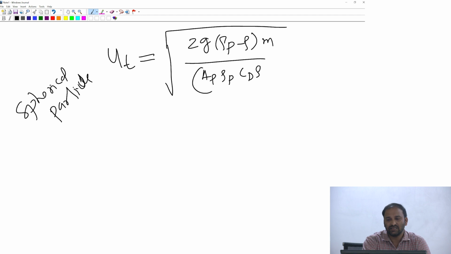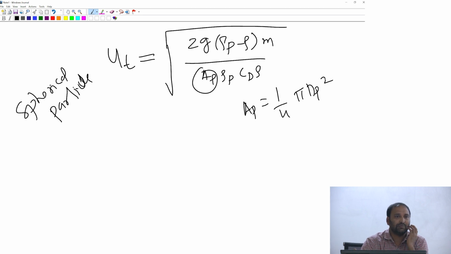we said that this Ap, which is the projected area, is what you see if a particle is moving in a fluid and you look at a plane perpendicular to the fluid. If it's a spherical particle, your Ap is going to be 1 over 4 pi dp square, where dp is the diameter of the particle. I can substitute for Ap.